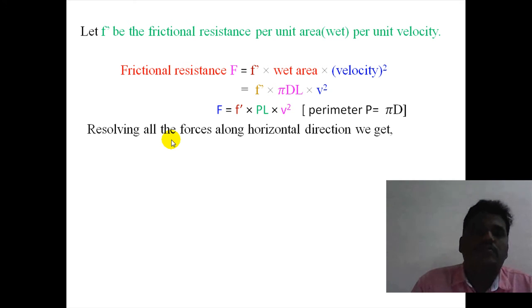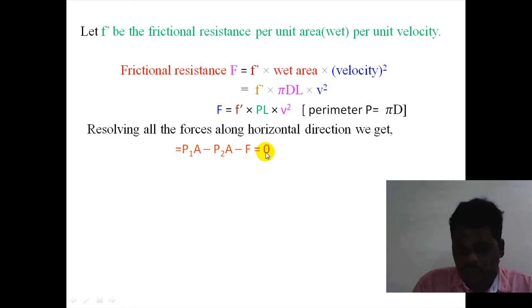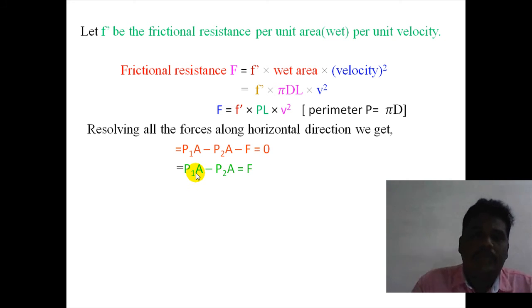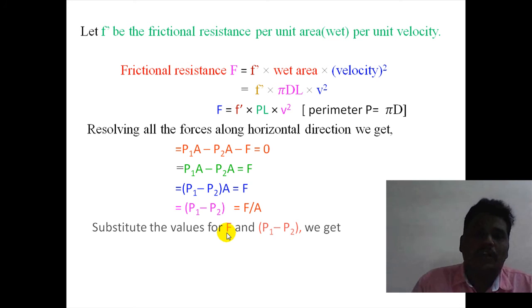Now resolving the forces along the horizontal direction, we get P1A, which is the pressure force acting in the positive direction, and P2A, which is acting in the opposite direction, minus the frictional force is equal to 0. From this we get P1A minus P2A is equal to F. Now (P1 minus P2) into A is equal to F. We get P1 minus P2 is equal to F divided by A. Now substitute the values of F and P1 minus P2.